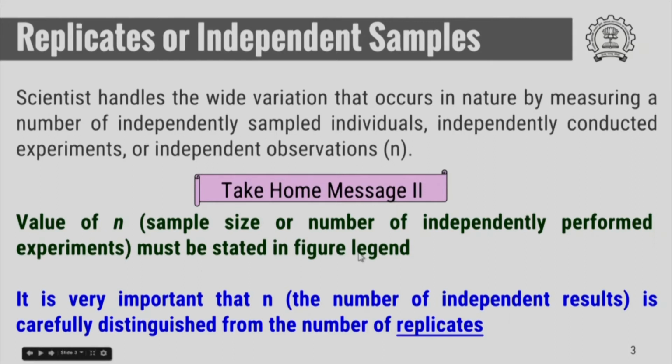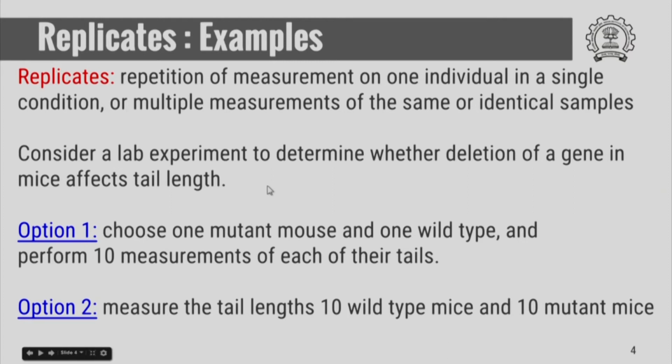And it is also very important that the sample size n, which is the number of independent results, is very carefully distinguished from the number of replicates. So, on the next slide we are going to see what is the meaning of replicate experiments. Now, let us try to understand the meaning of replicates with an example. Replicates are the repetition of measurement on one individual in a single condition, or multiple measurements of the same or identical samples.